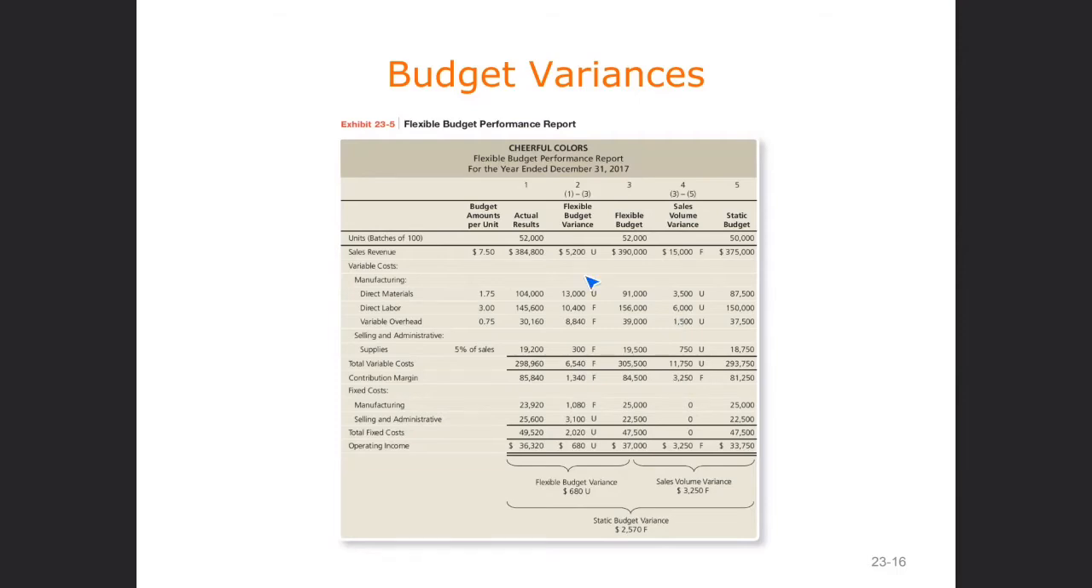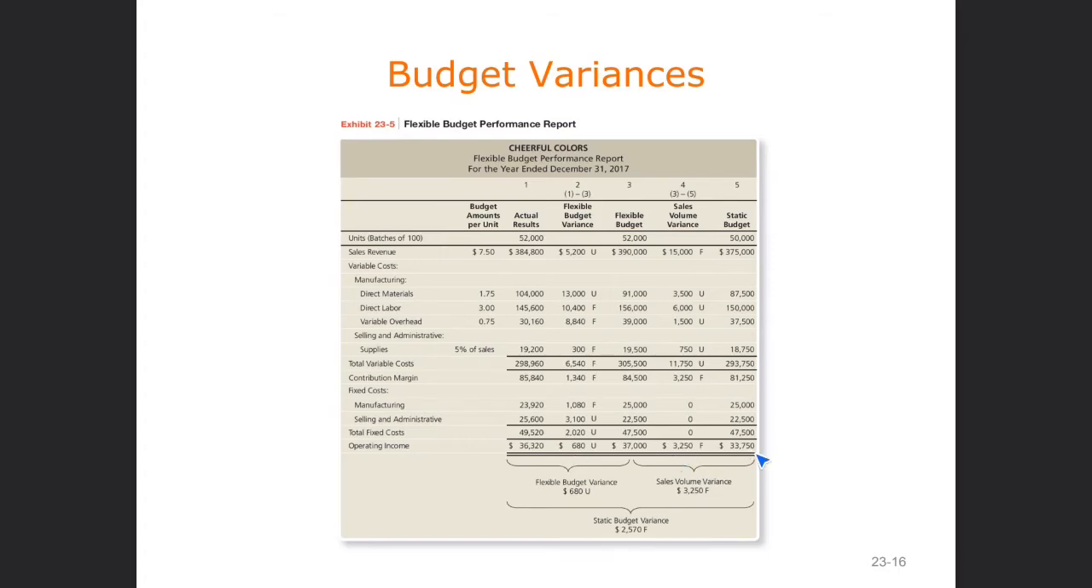And then once we have done this for all the accounts that we have, we've made the calculation. We entered our actual results, our flexible budget results, and our static budget. Then we figured out the differences between actual and flexible to give us our flexible budget variance. We figured out the difference between the flexible budget and the static budget to give us our sales volume variance. We calculated all this to give us our operating income.